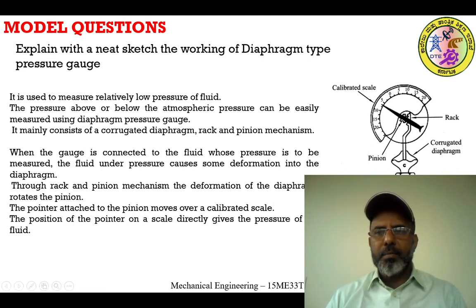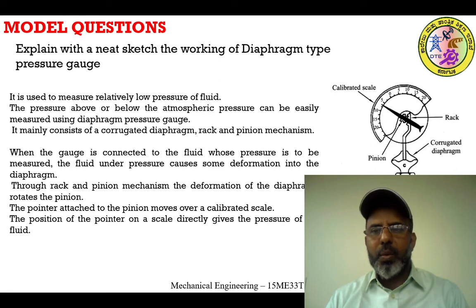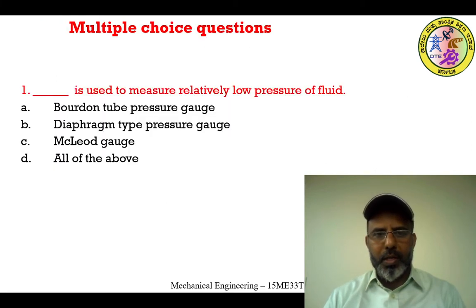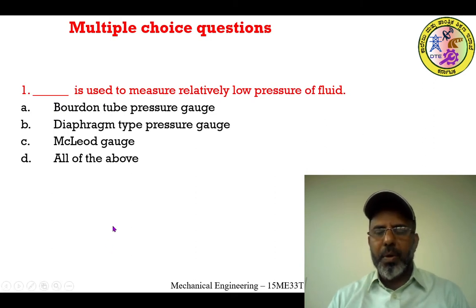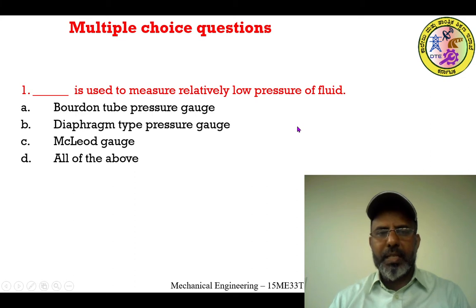Next, I want to know how much you have learned from this video session on the diaphragm type pressure gauge. Simple MCQs are given here. Try to answer within 15 seconds if you have gained the knowledge. The first question: dash is used to measure relatively low pressure of fluid. Your time starts now, 15 seconds. Four options are given.